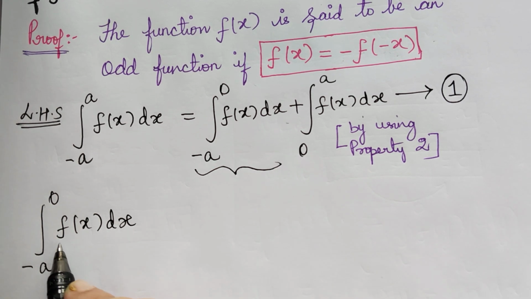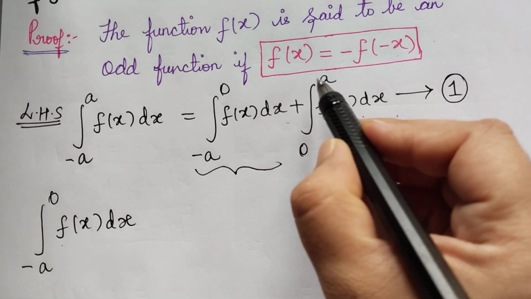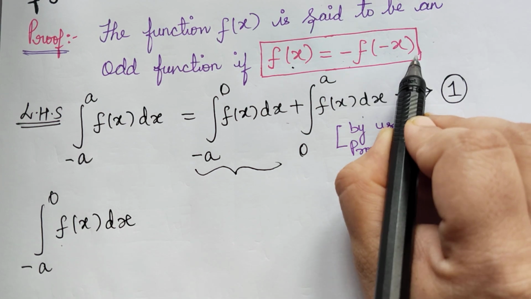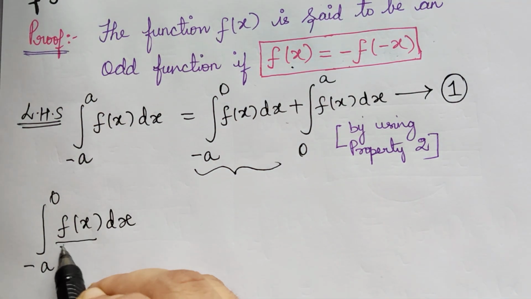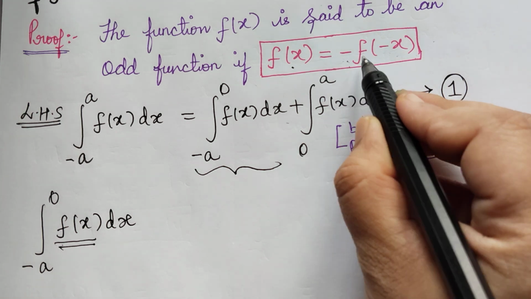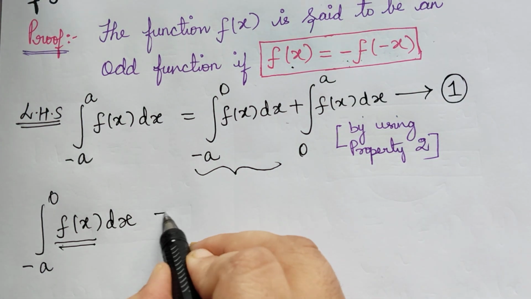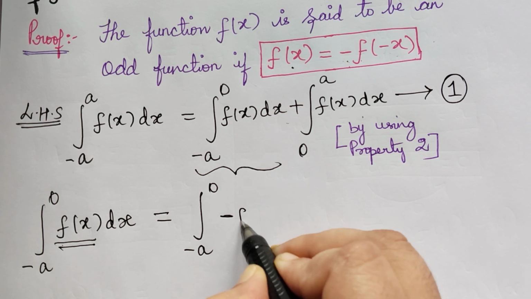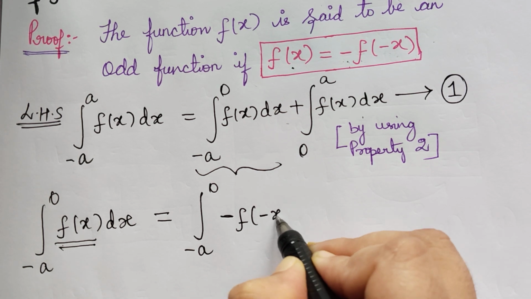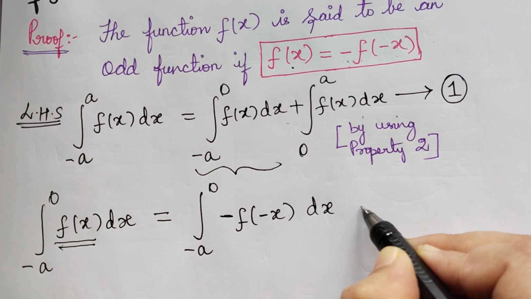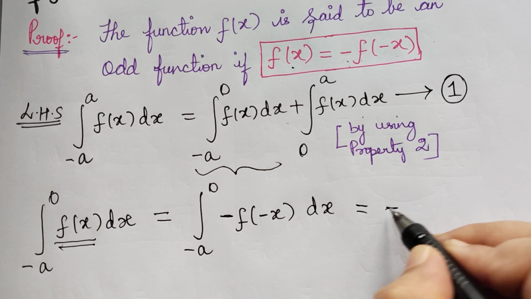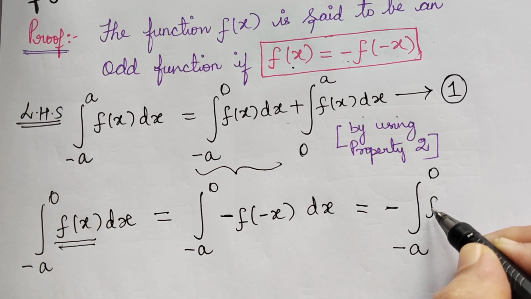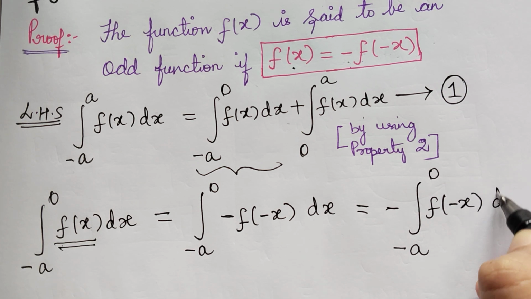Now, since f is an odd function, we know that f of x is equal to minus f of minus x. So, we will replace this f of x with minus f of minus x. That will be equal to the integral from minus a to 0 of minus f of minus x dx. Taking that minus sign outside, this will be minus integral from minus a to 0 of f of minus x dx.